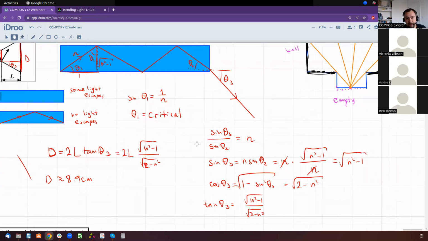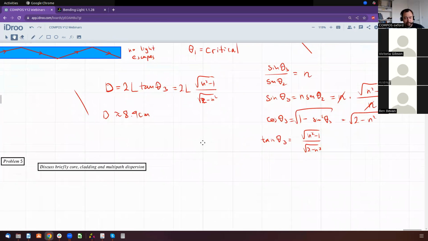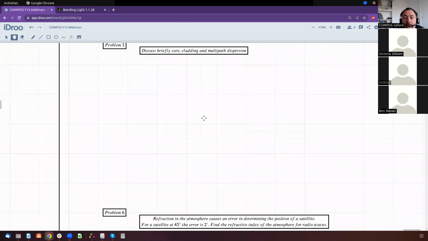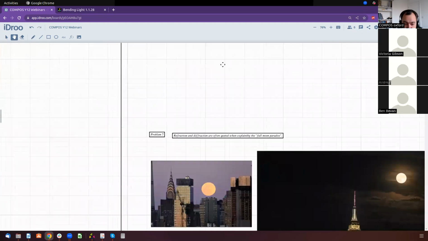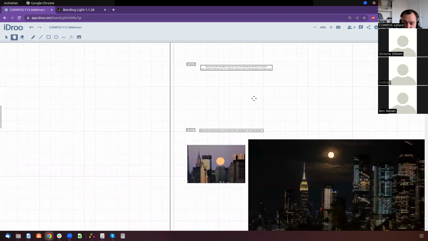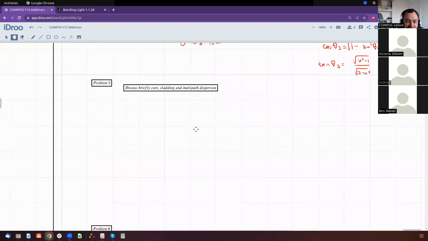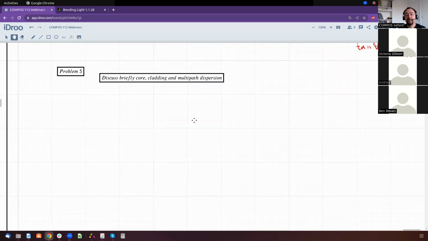I'll leave this to you. We are running out of time. And we have one serious problem to go and two just fun things to do. Discuss briefly core cladding and multipath dispersion. So this is an interesting thing.